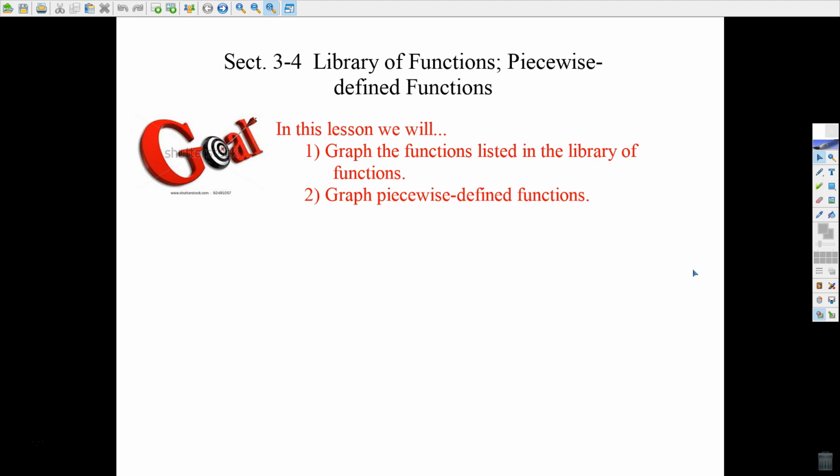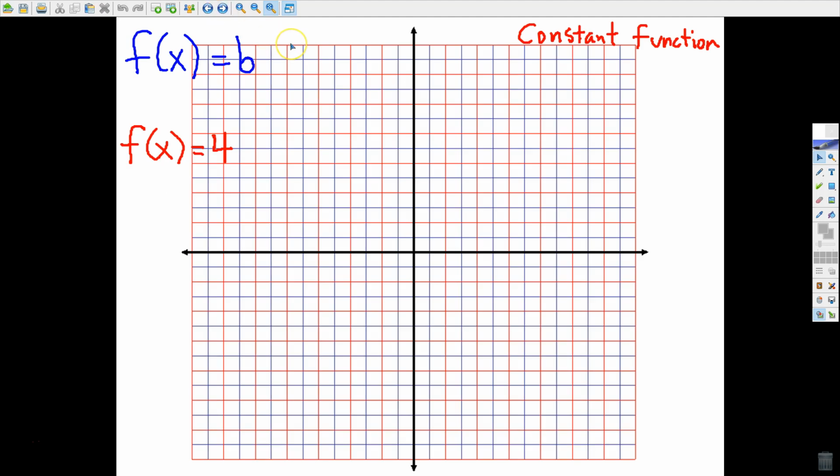And then we're going to look at this concept of piecewise defined functions, and that'll be the latter part of our lesson. So let's start off with what your book calls the library of functions. This is, as you can see, called the constant function. f of x will equal some number we're calling b, and b typically stands for an intercept.